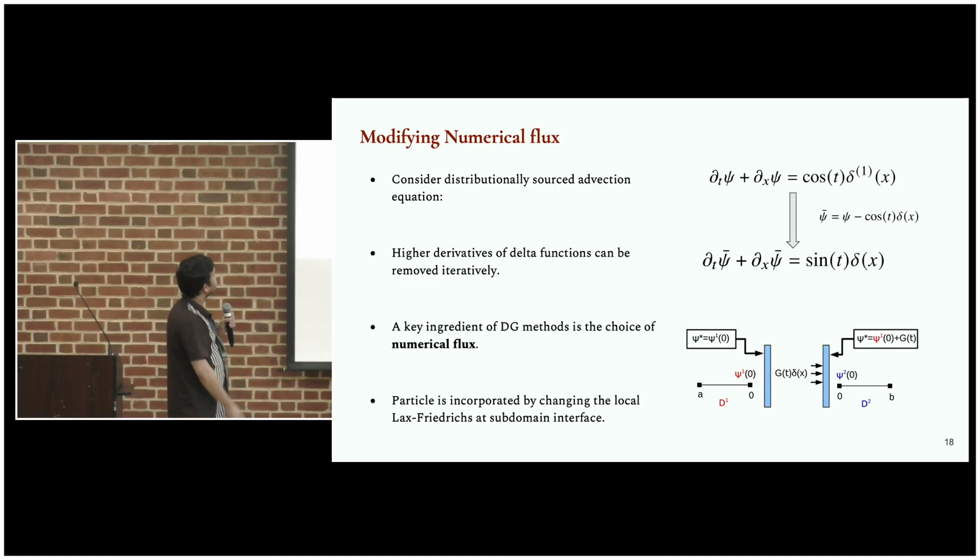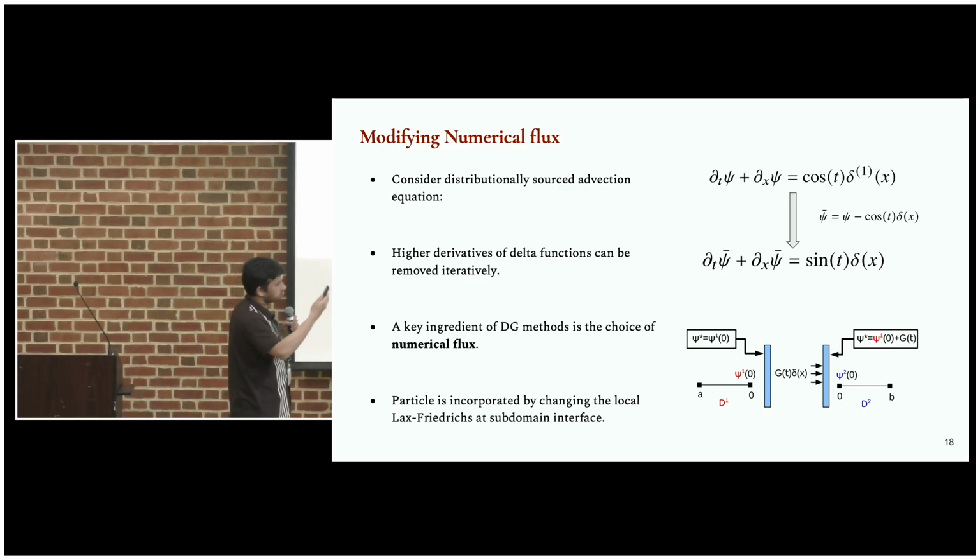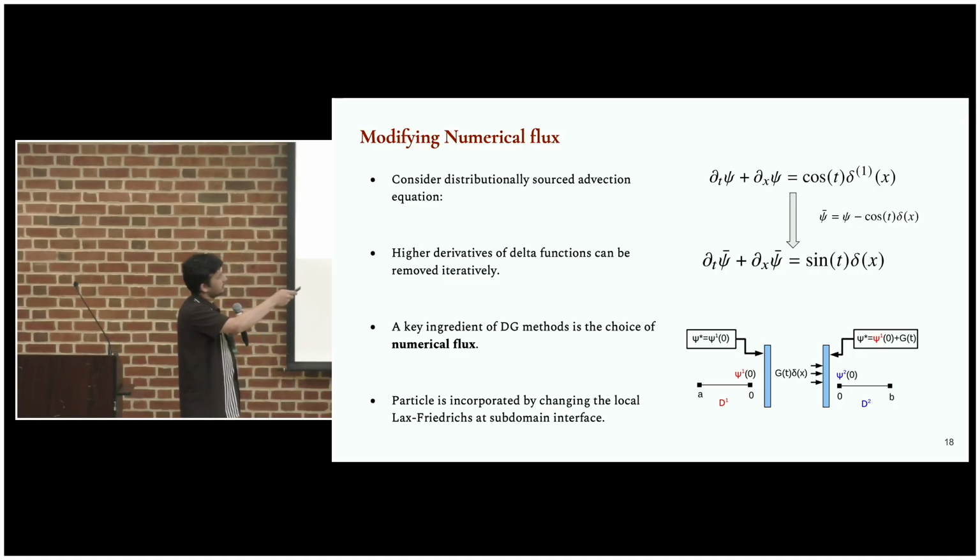Once we have this, I want to talk about how we are implementing a particle in the DG method, and I want to emphasize it using a simple advection equation example. Here, if you have an advection equation of this form, where on the right-hand side you have some time derivative of a delta, you can change the dependent variable and get an equation which does not have delta derivatives. For example, this was the first power of delta, and you have no delta here. Once you get an equation of this form, you can modify the numerical flux.